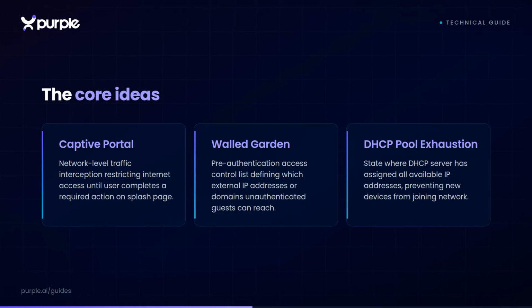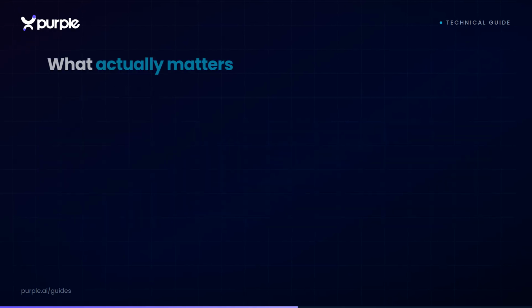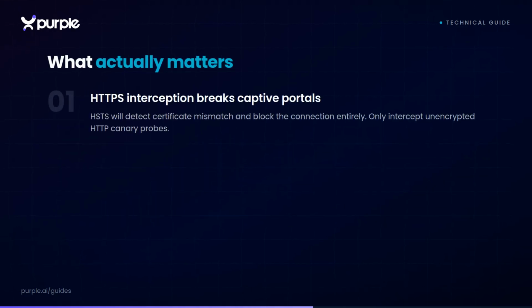DHCP pool exhaustion occurs when all available IP addresses are assigned, preventing new devices from joining. Never intercept HTTPS traffic to force a redirect. HSTS will detect the certificate mismatch and block the connection entirely.